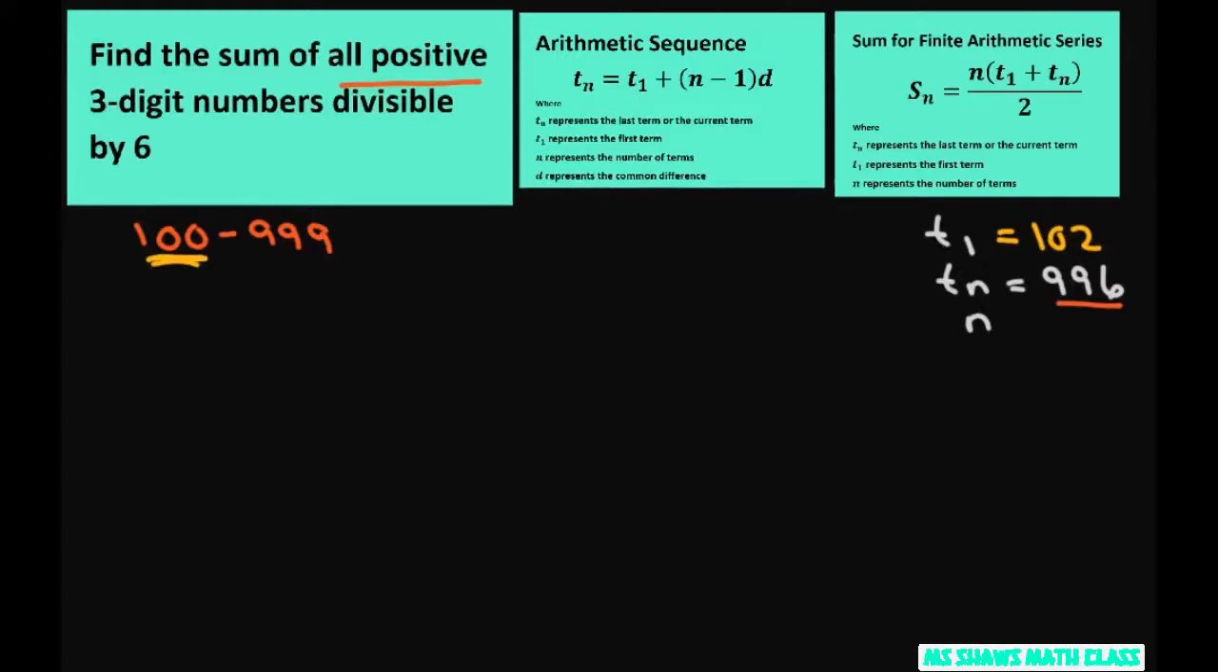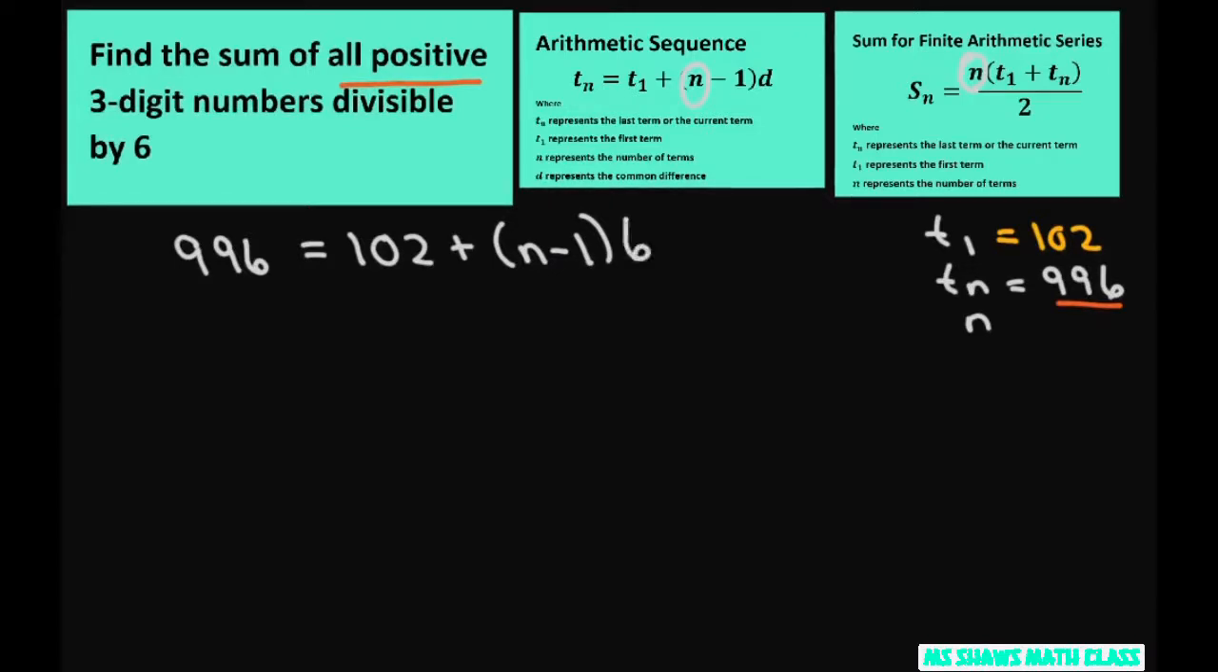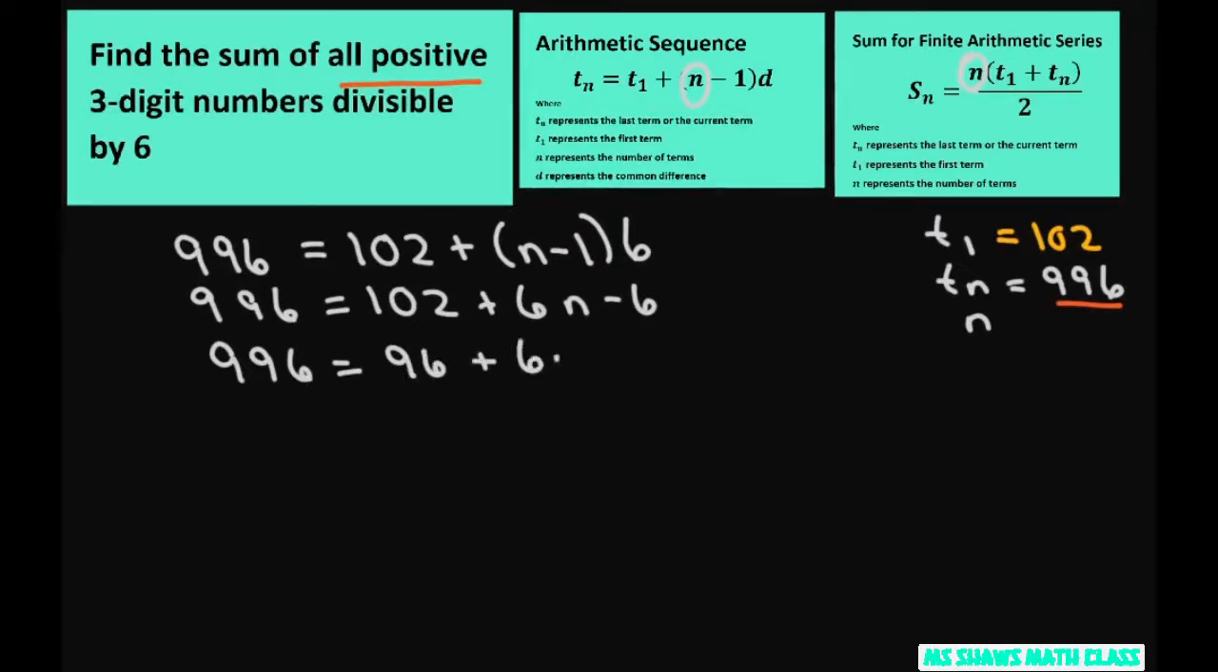Now, the problem with our formula is we need our number of terms, and we don't have that. So I'm going to go back to my arithmetic sequence and use it to find my n. I know my last term is 996, which equals 102 plus n minus 1 times the common difference, and the common difference in this case is 6. So you get 996 equals 102 plus 6n minus 6. So this will be 996 equals 96 plus 6n.